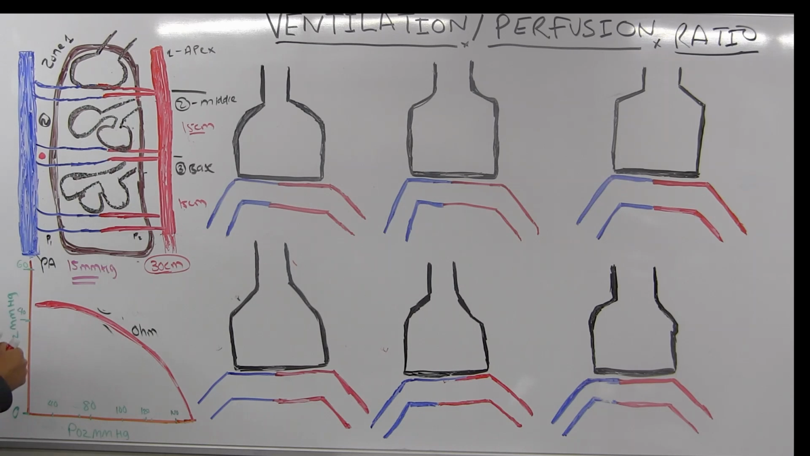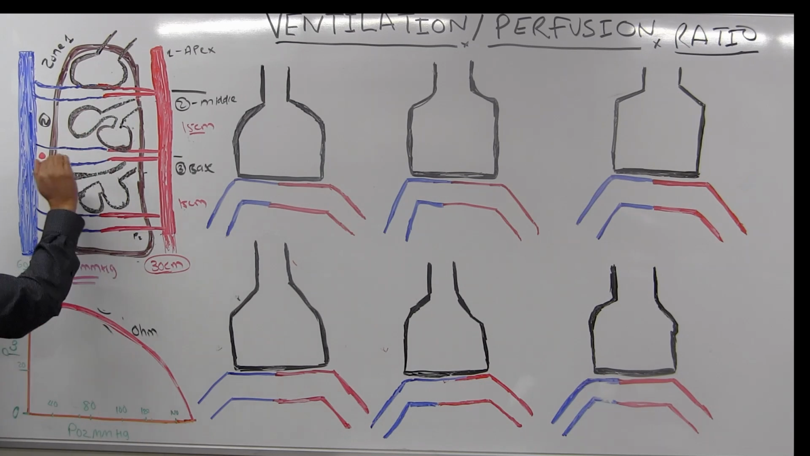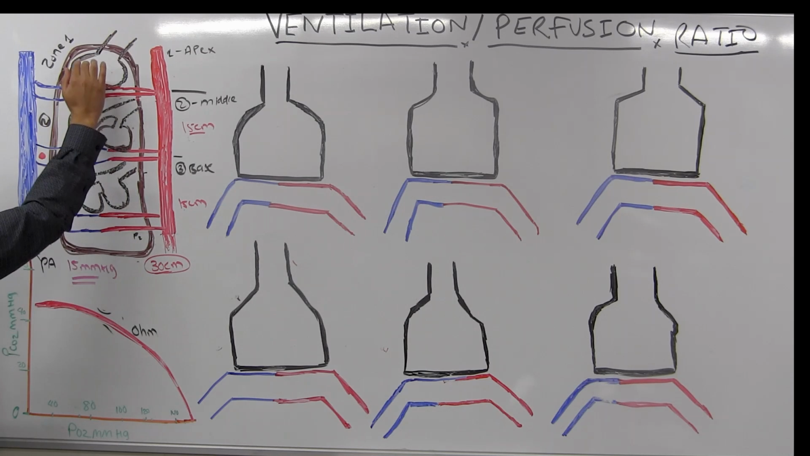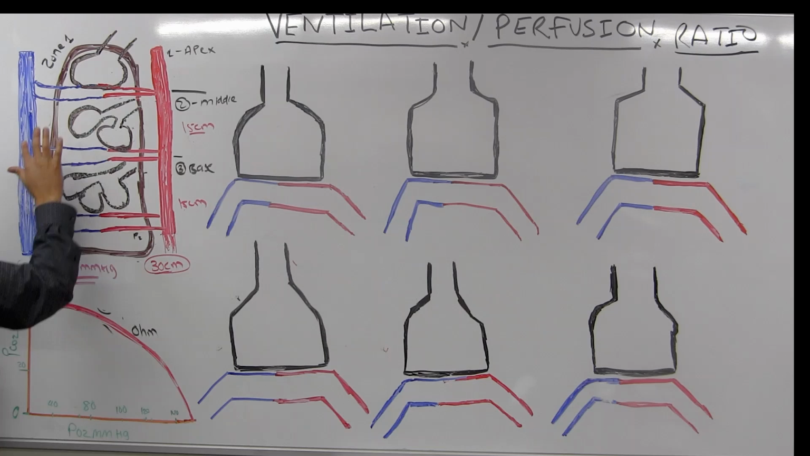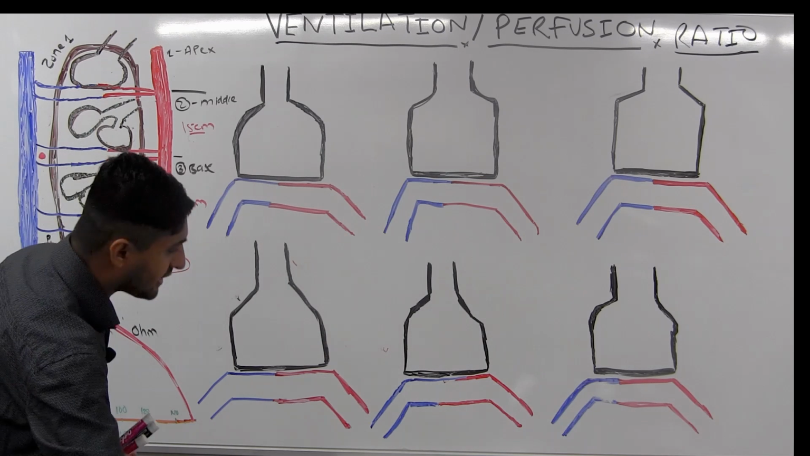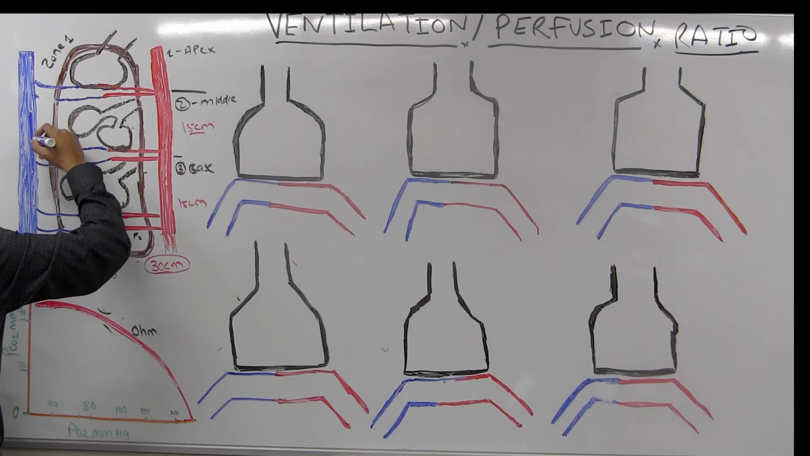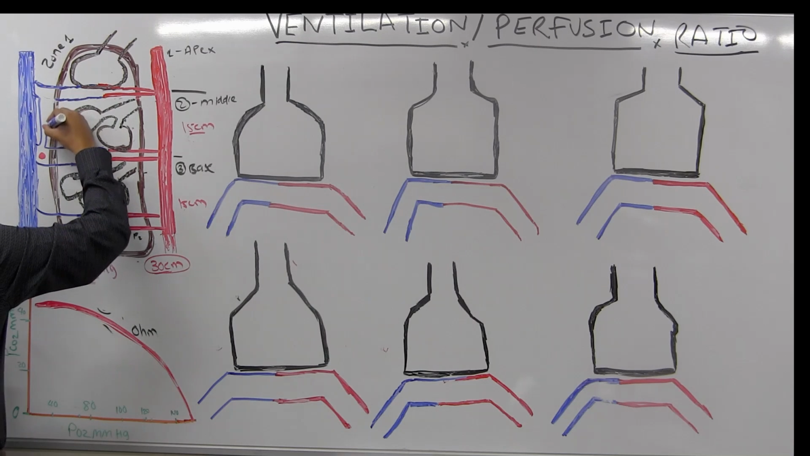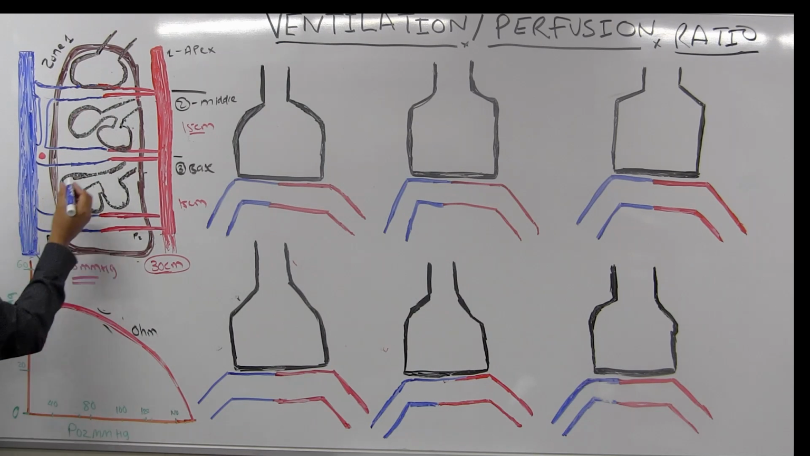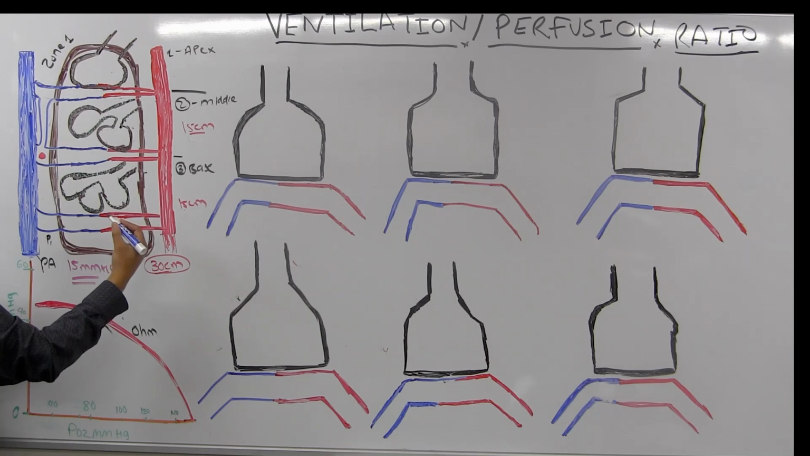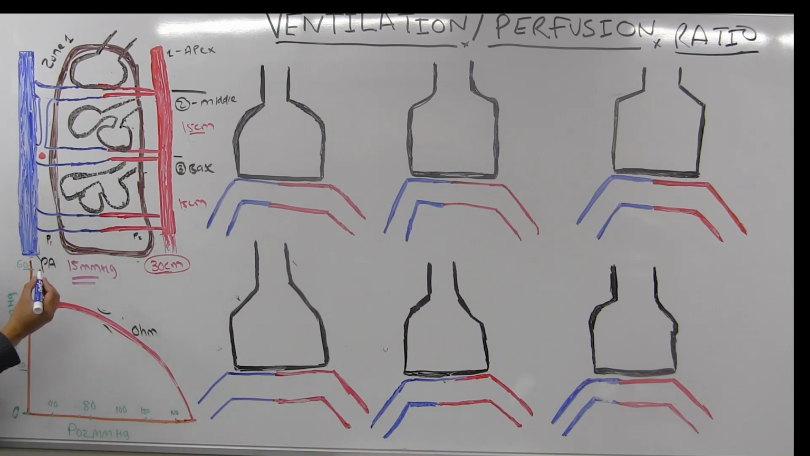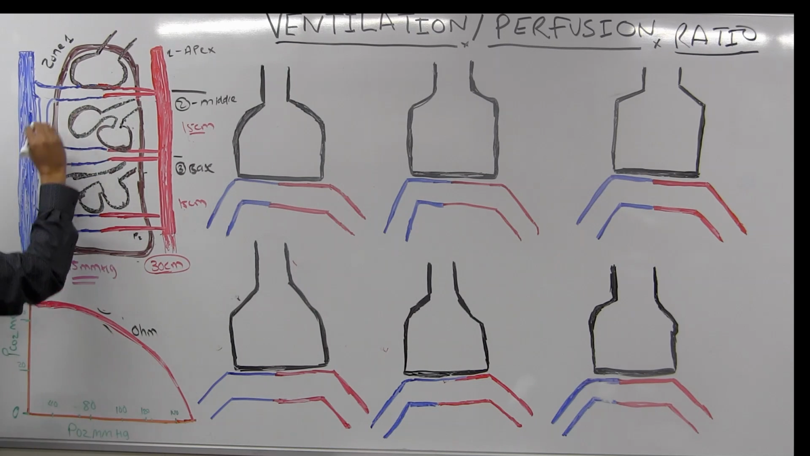Now what happens is, if the blood needs to go right here, let's make this in blue, I need to generate a pressure right here. I need to push the blood. I need a hydrostatic pressure that is more than 15 centimeters in order to push the blood in.